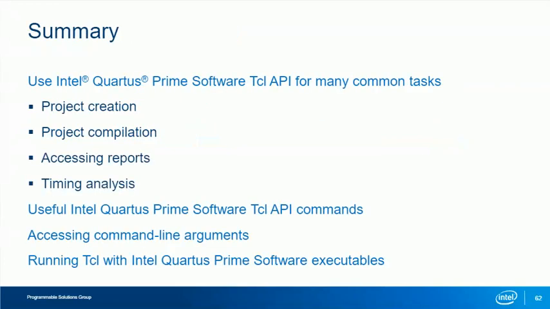We've covered quite a bit in this presentation. Here's a summary of what we went through. We talked about using the Quartus Prime software Tcl API to perform common tasks, including project creation, project compilation, accessing reports, and running timing analysis. We went through some particularly useful miscellaneous Tcl commands supported by Quartus. We talked about accessing command line arguments, and finally, we talked about using Tcl with the Intel Quartus Prime software executables.